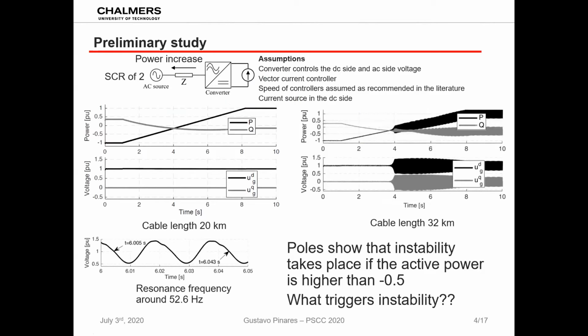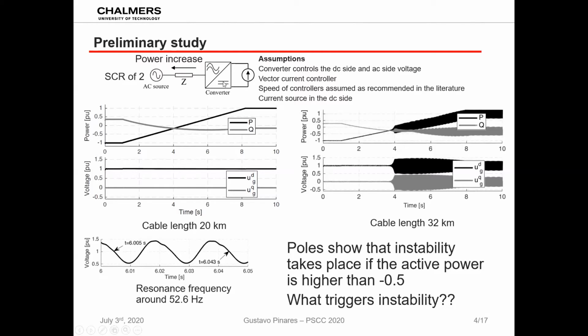To start, we did a preliminary study. It's a simulation where we have a converter connected to a grid. The grid has a short circuit ratio of 2, and we have a cable in between. The converter controls the voltage on the DC side and the voltage on the AC side. On the DC side, we have a current source that could be, for example, a solar panel that pushes power into the AC grid.